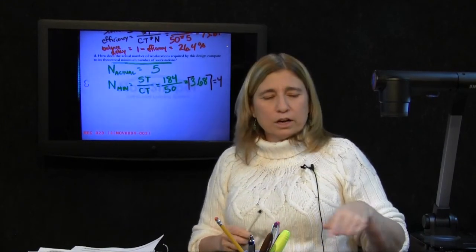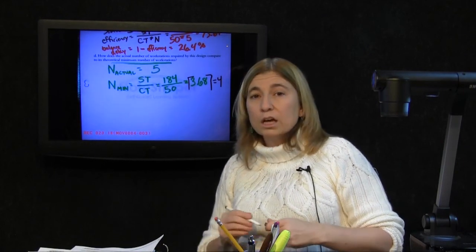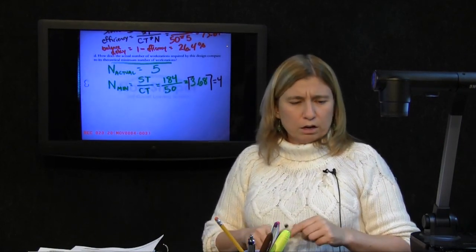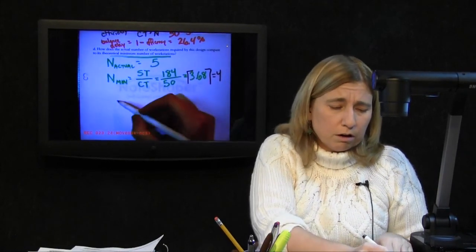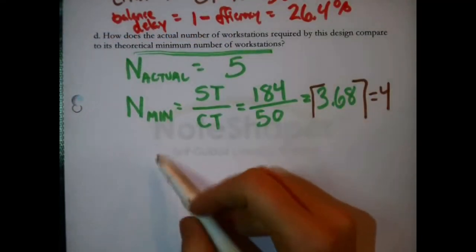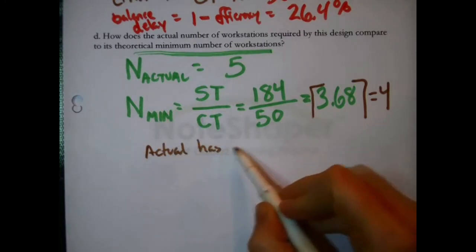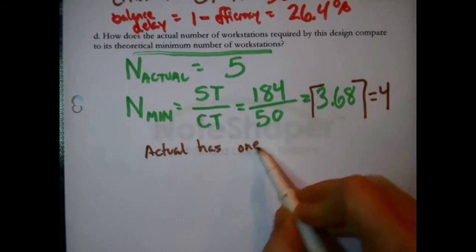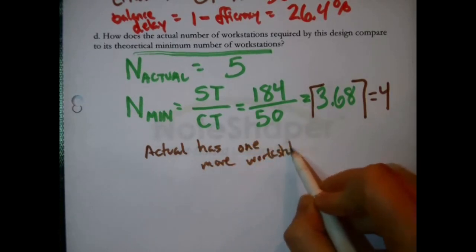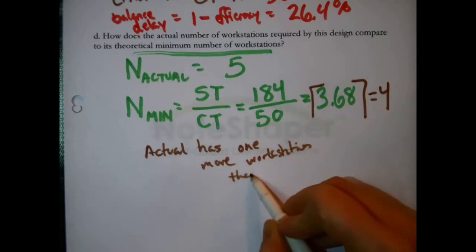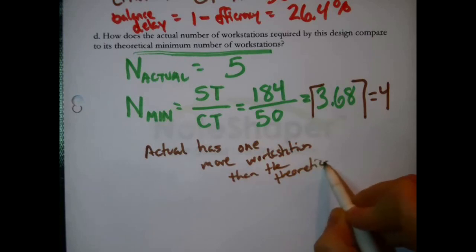Now, what the question asks is how does this compare to what you actually did when you designed it? Well, our design had 5, the theoretical minimum is 4, so the actual has 1 more workstation than the theoretical. It has 5 versus 4.